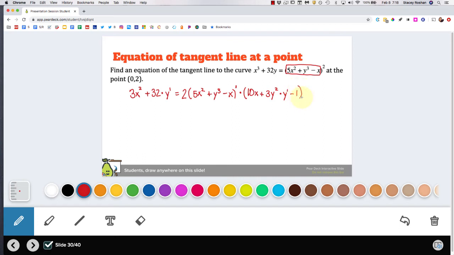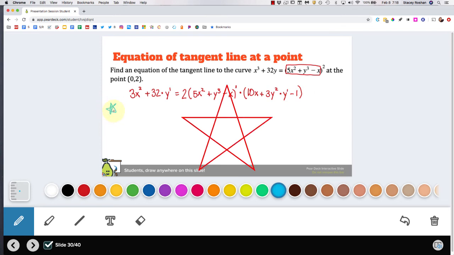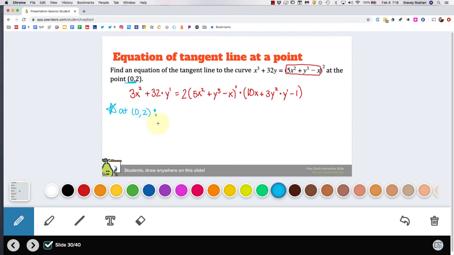Now, you're going to be tempted to solve for y prime, but you don't need to. So please make a mental note to self, start somewhere, that we're finding the slope at the point (0, 2). So just plug in the point (0, 2) right away, especially because the x is 0. You're going to get rid of so much stuff. It's going to be so much nicer.